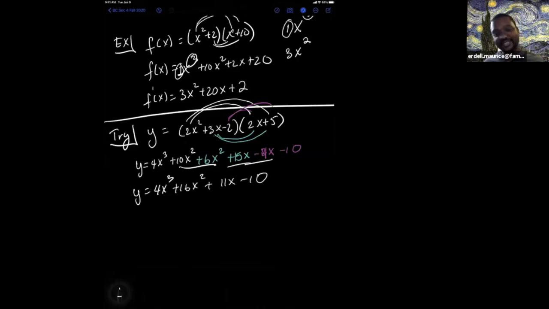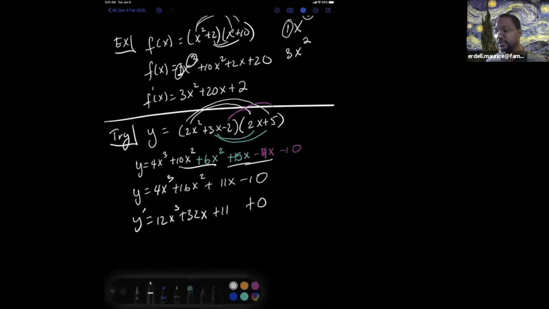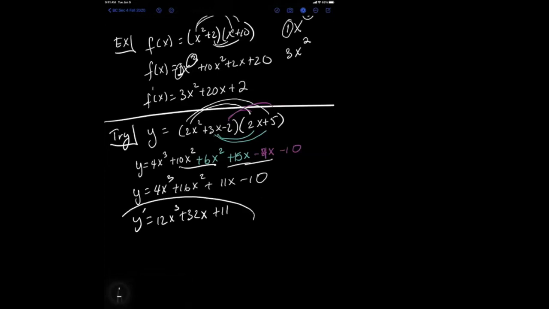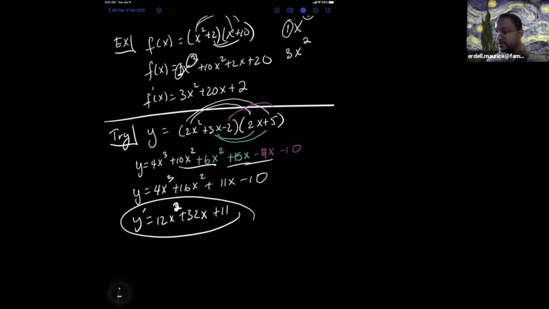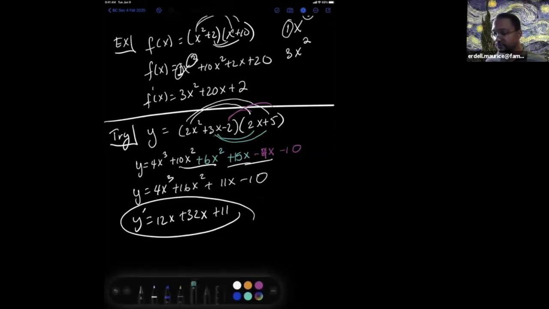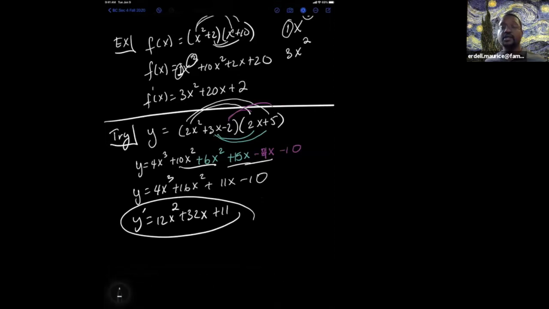Now I can go ahead and take the derivative, y prime of x. 4 times 3 is 12x cubed. 16 times 2 is 32x. And then across the 11x, you simply drop the x, and the derivative of negative 10 is 0. So of course, I don't need to put down the plus 0. And so that is my answer right here. You forgot to subtract 1 from 12x cubed. Thank you very much. Anybody else?